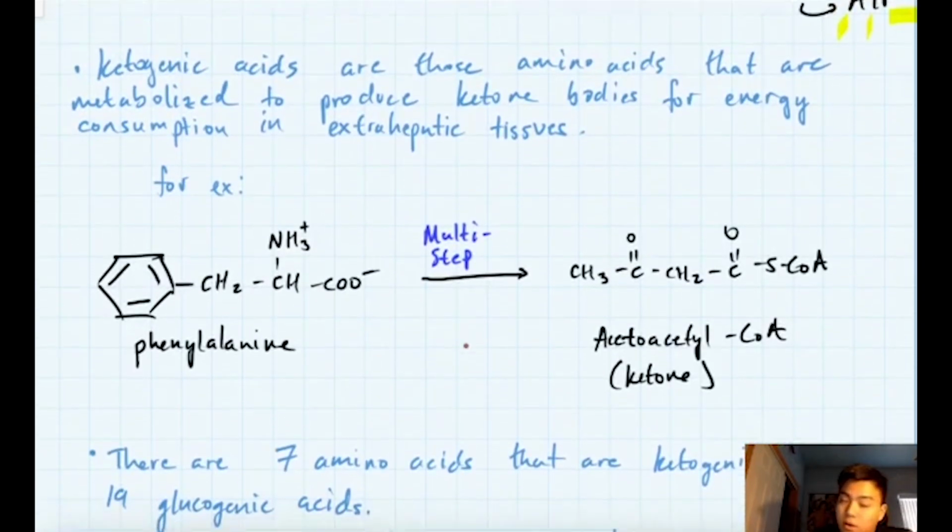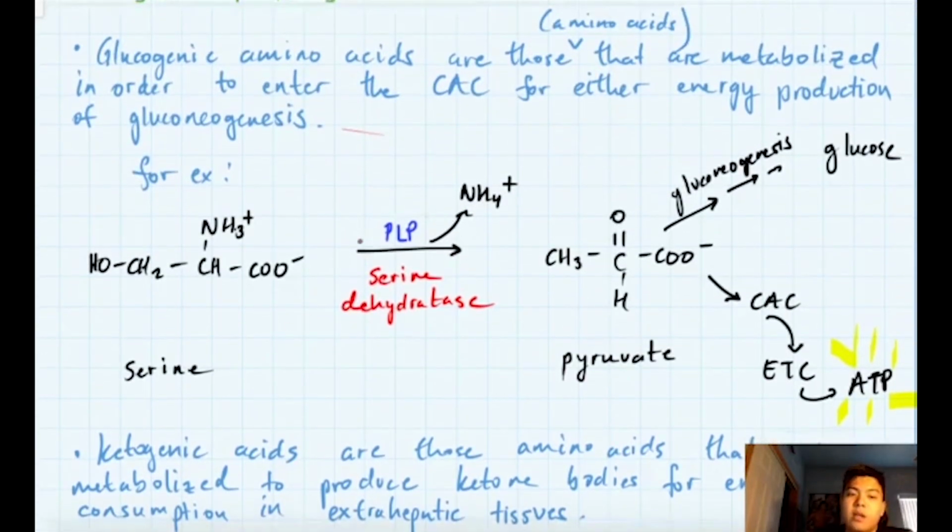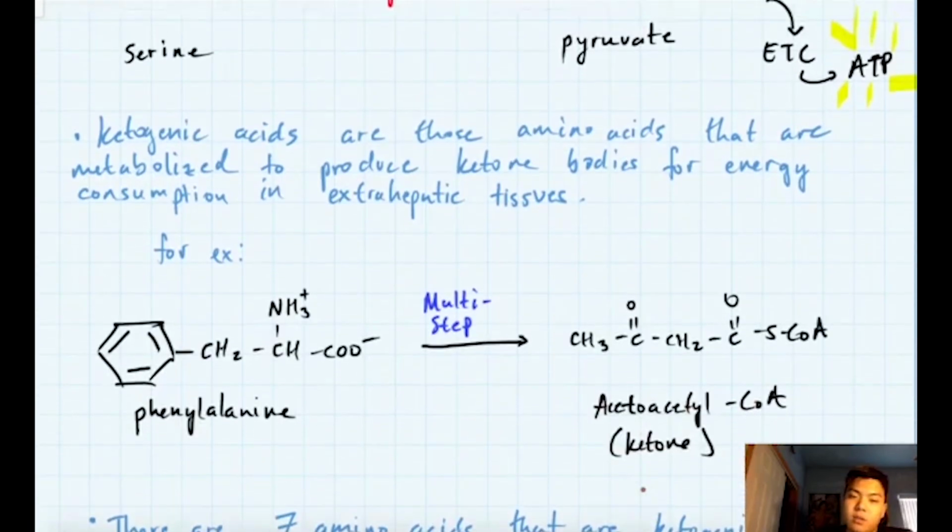Ketogenic amino acids are just the amino acids that are metabolized and can be used to produce ketone bodies. So these guys can enter the citric acid cycle, which can then enter gluconeogenesis, while these guys can be used to make ketone bodies. One example is phenylalanine, which turns into acetyl-CoA, which is a ketone.